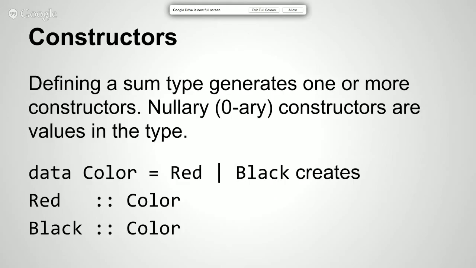Okay, great. So yeah, constructors. When you define one of these sum types, it's going to create one or more constructors. A nullary constructor, that's zero arity, is just a value in the type, as we've seen. So data Color = Red | Black creates a value called Red and a value called Black. You don't have to do anything to create those values. They come for free when you define that type.